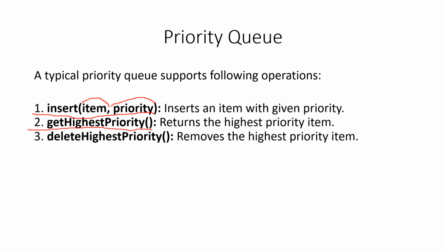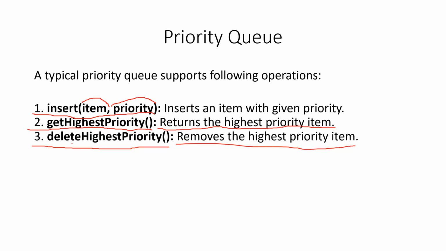Then the next very important operation is get highest priority. When you call this operation, it should return the element with the highest priority. And the third one is delete the highest priority. This operation deletes the element with the highest priority, but it does not only remove the element with the highest priority. It takes the next element with the highest priority to the place of the previous element with the highest priority.